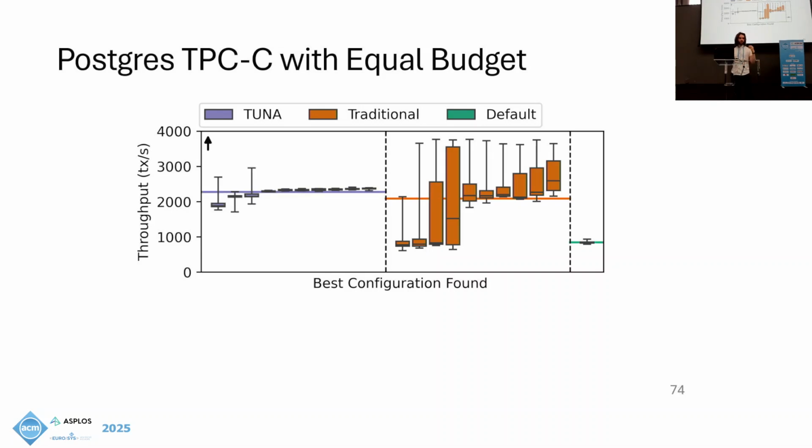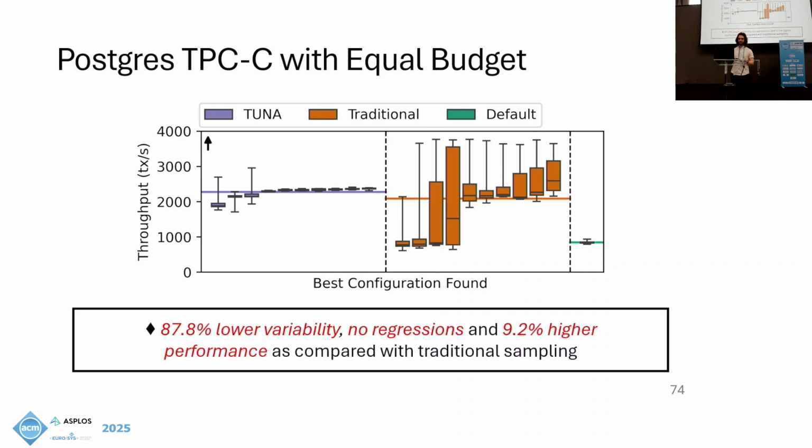And in this case, we actually are performing better on average than in traditional tuning. And so we see here that while there are 3 box plots that have slightly higher variability, these are well under our threshold for what we would consider an unstable configuration. And importantly, all of these nice ones on the right have very, very tight variability ranges, and actually on average we're doing better. So yeah, we find 87.8% lower variability, we have no regressions, and now we have 9.2% higher performance compared to a traditional tuning setup.